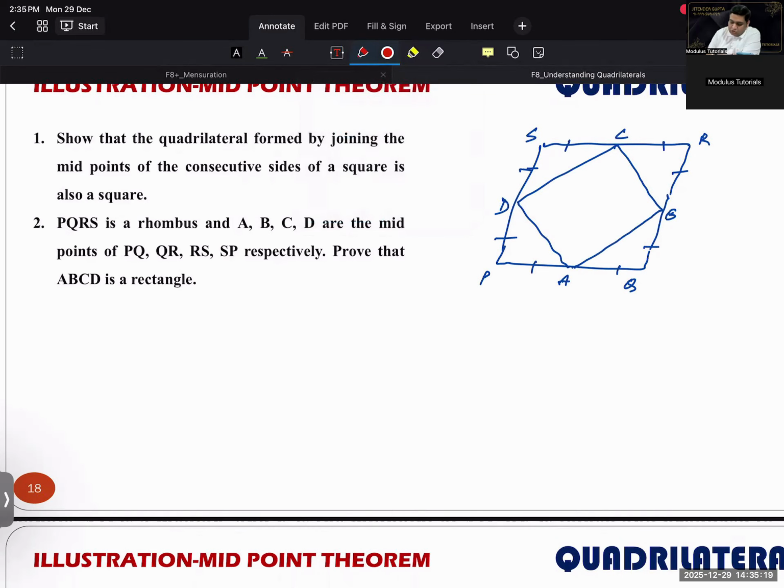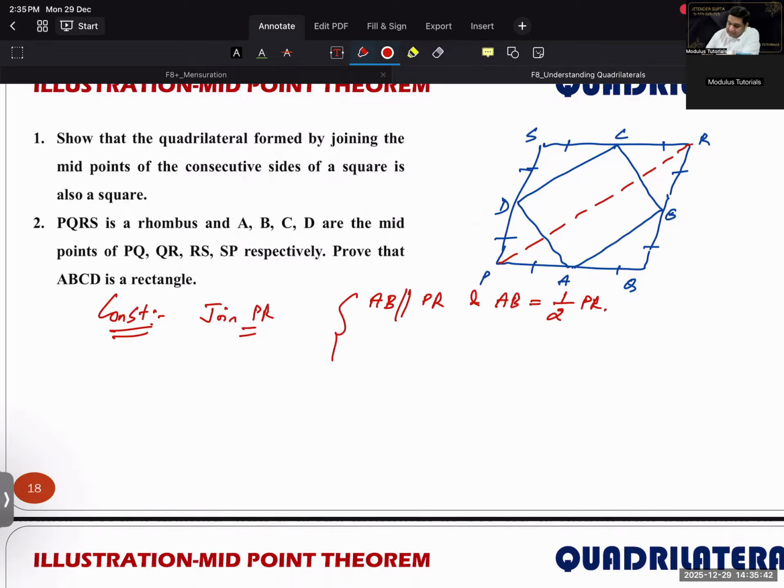So once again, guys, in this also, I'll go with a small construction, that is, join PR. Now, very similar to the previous question, A and B are midpoints. So AB will be parallel to PR and AB will be half of PR, exactly from the midpoint theorem. Similarly, CD will be parallel to PR and CD will be equal to half of PR. That is self-explanatory, right? So from here, it is very evident, guys, that ABCD is a parallelogram. This is exactly a repeat of the previous question. Parallelogram is not a problem.